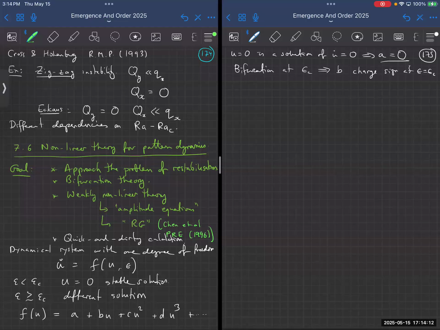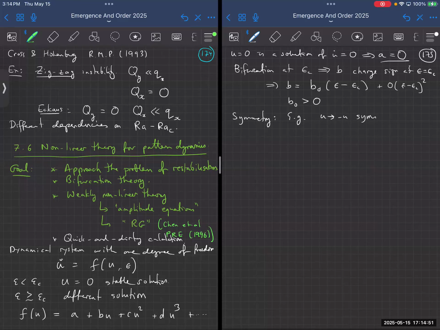So then what we'll say is that we can write b as equal to some b naught times epsilon minus epsilon c, plus higher order terms, like that. And we're going to say that b0, this coefficient, is positive. So that's the first thing. Now let's suppose, it doesn't have to be the case, but let's suppose that we have a symmetry so that the system is symmetric under u goes to minus u. So for example, we might have that u goes to minus u is a symmetry of the governing equation.